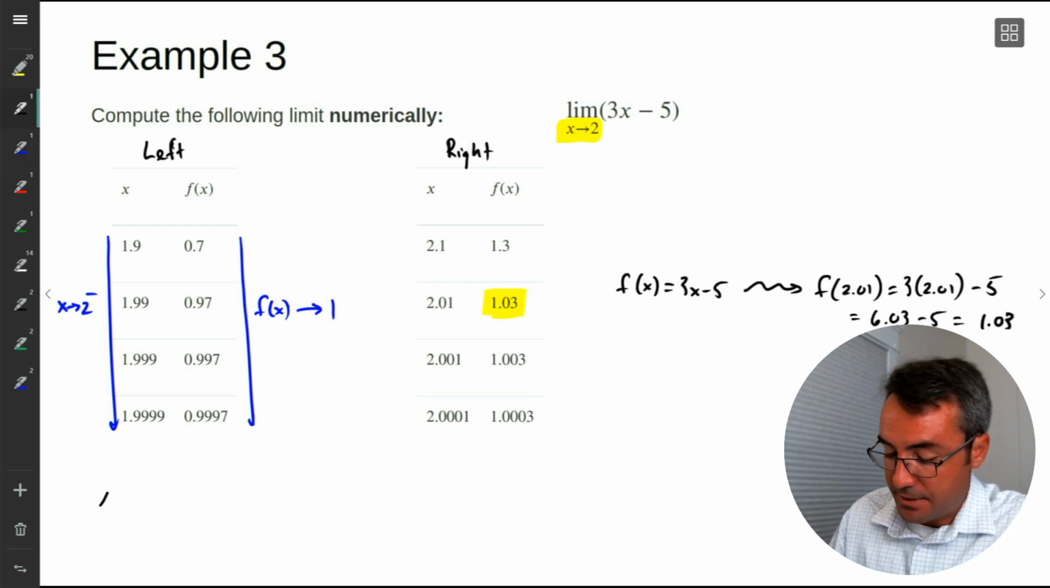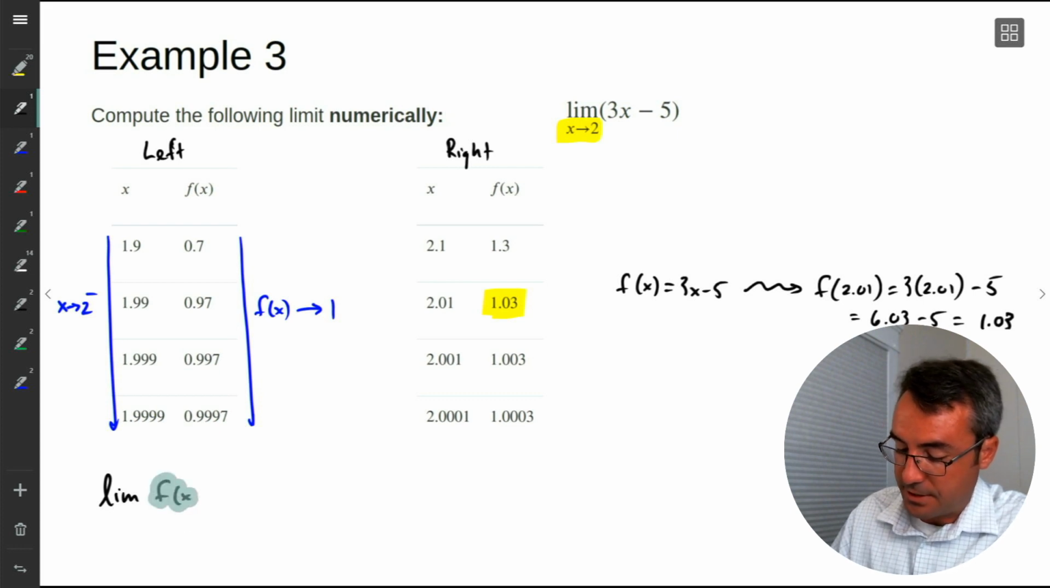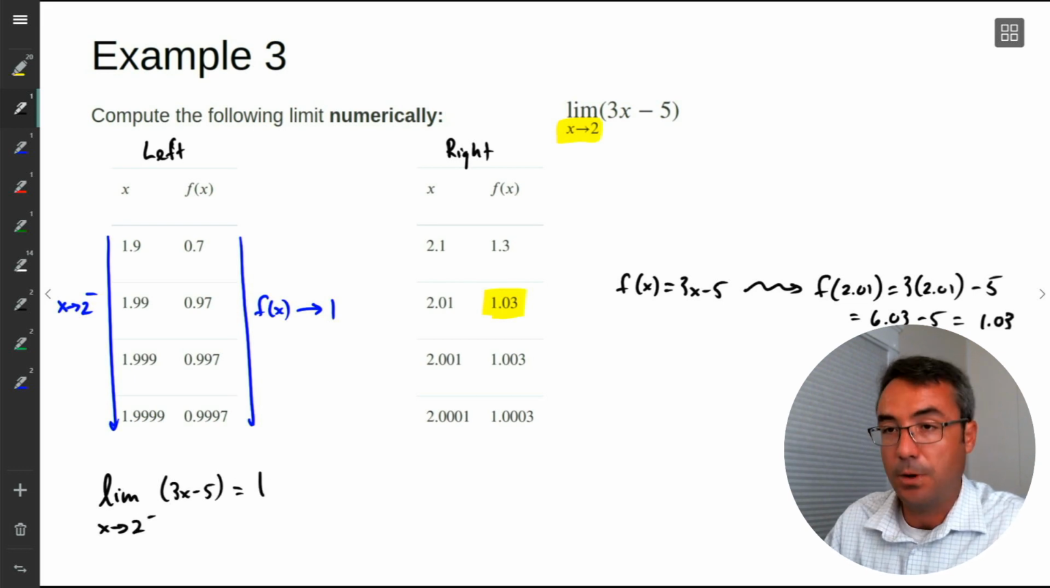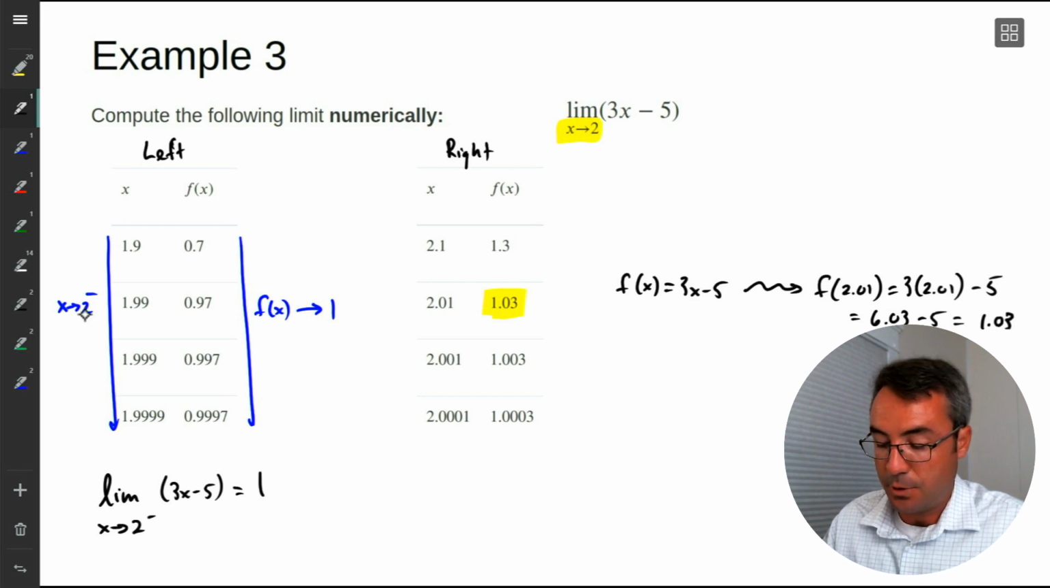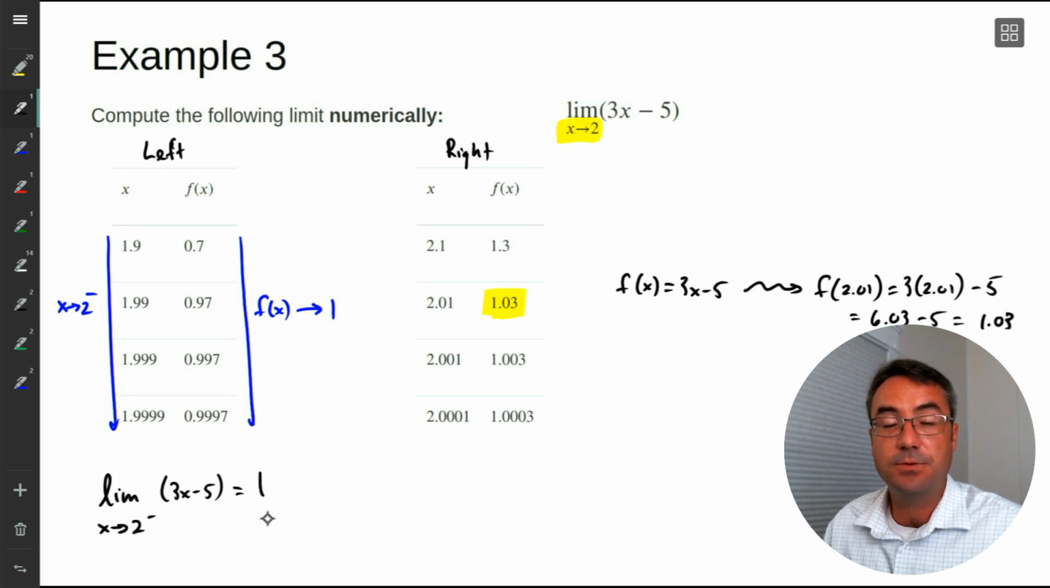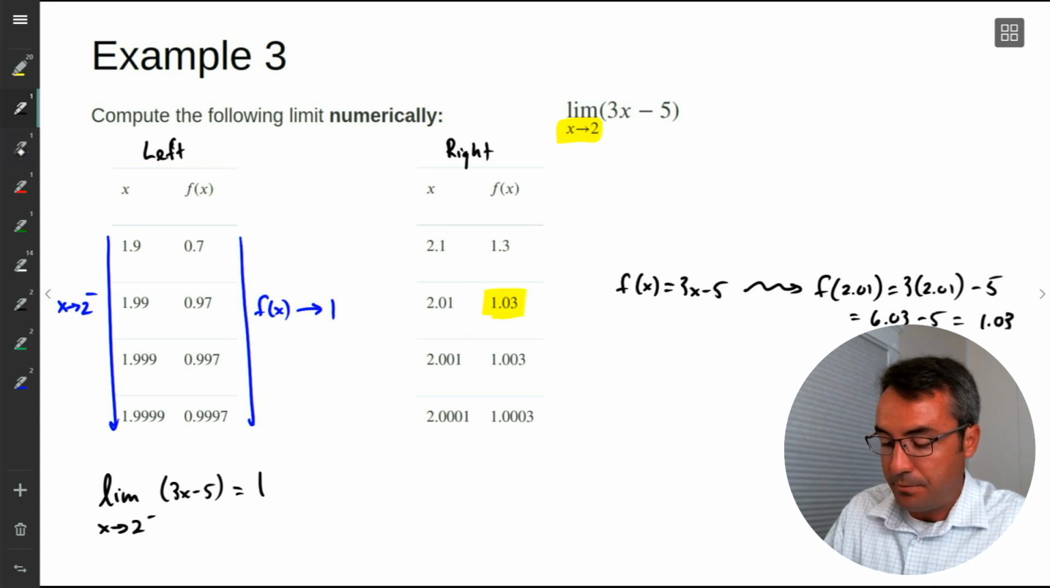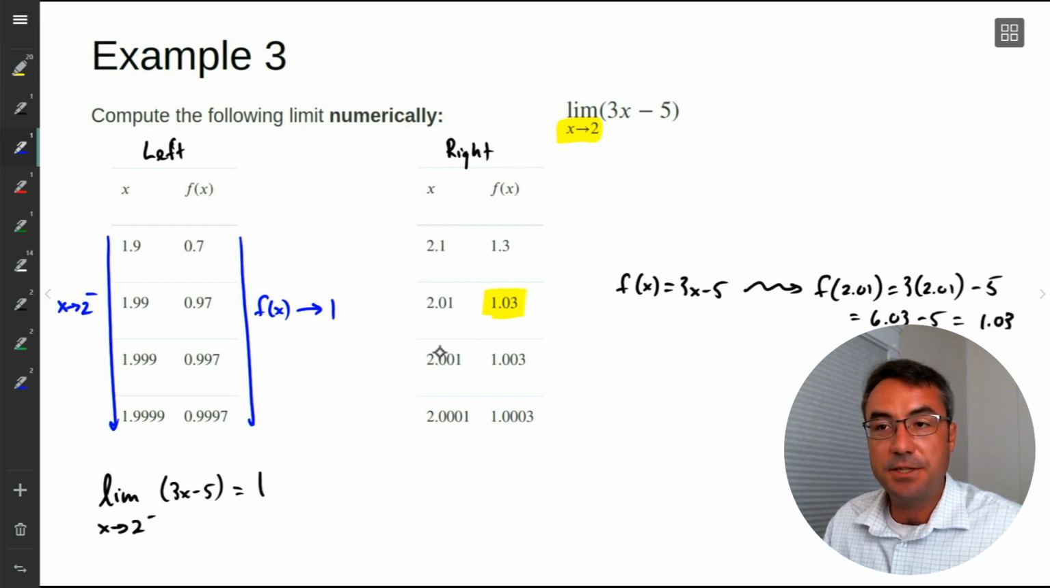What this is telling us numerically is that the limit of the function 3x minus 5 as x approaches 2 from the left is equal to 1. So x is approaching 2 from the left. We see that here. We have our function, 3x minus 5, and as we read down this table, our values are getting closer and closer to the number 1, and that's what we record here. Now for the right-hand limit, we come up with our list of x values.